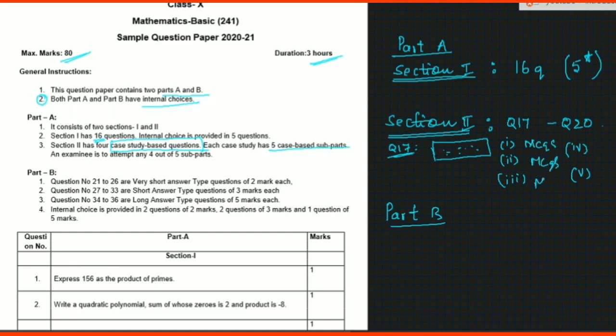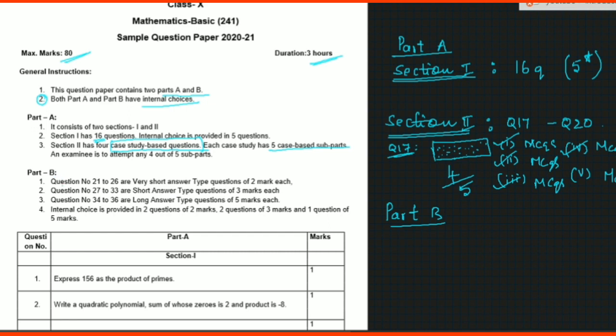In these 5 MCQs, you need to answer only 4. See how good, na? This pattern is really very good to gain the marks. Any 4 you have to answer out of 5. And the same is applicable for question number 18, 19 and 20. So totally these are 16 marks, and the other section is also 16. In question number 17, 4 questions, 4 4s are 16.